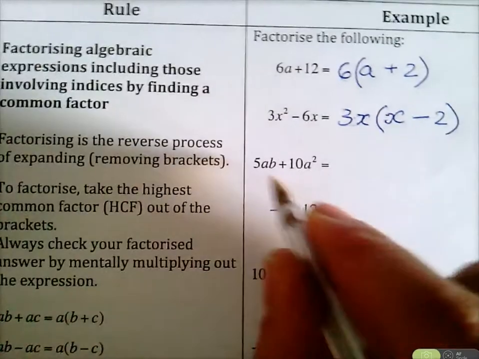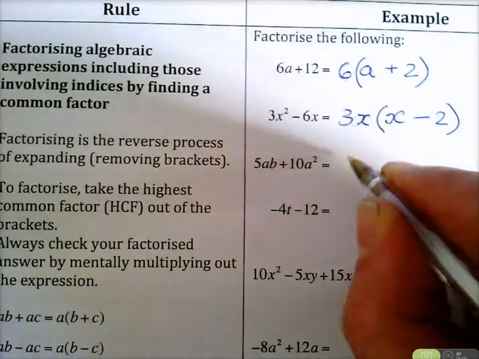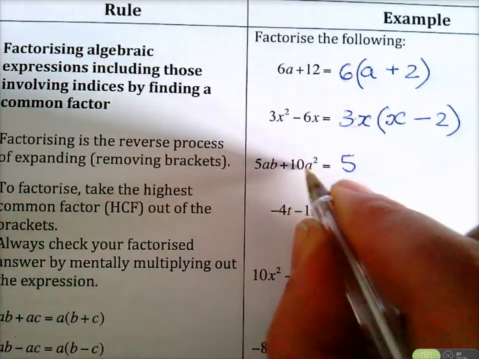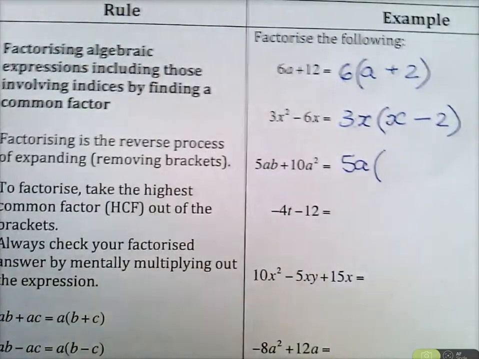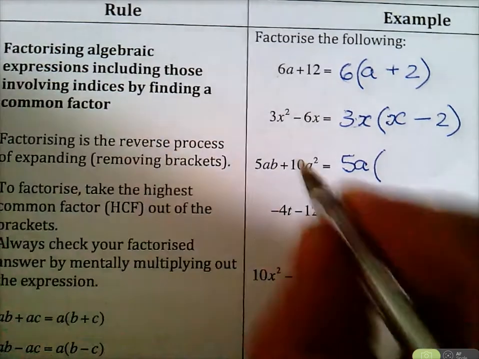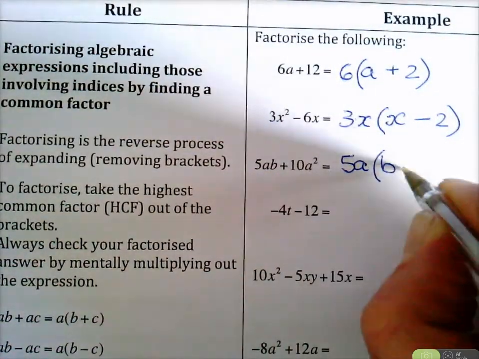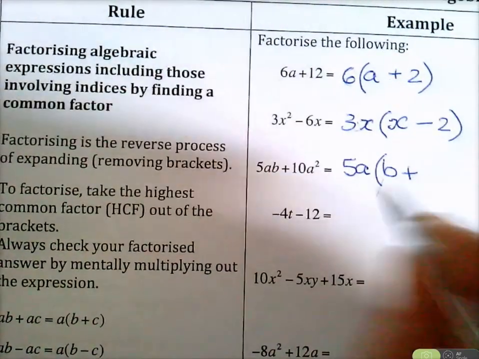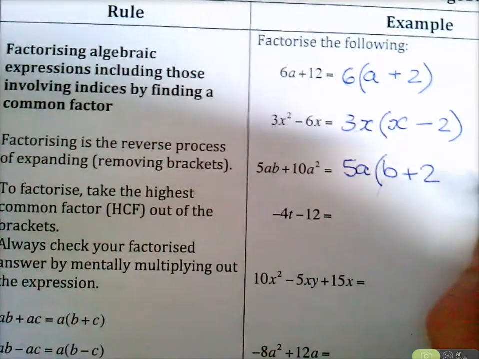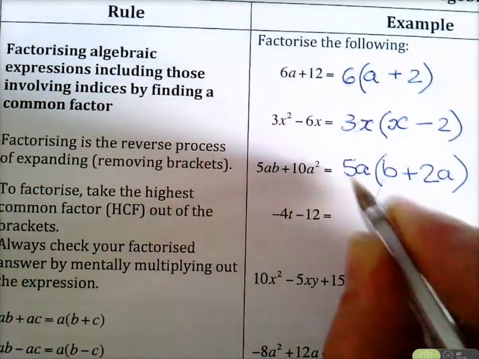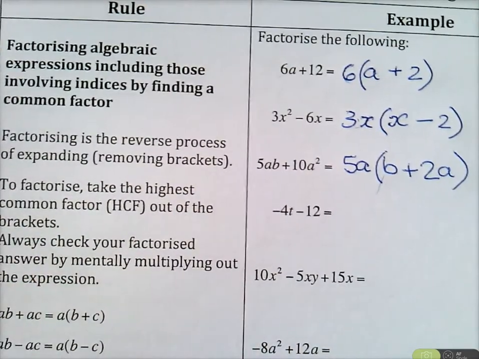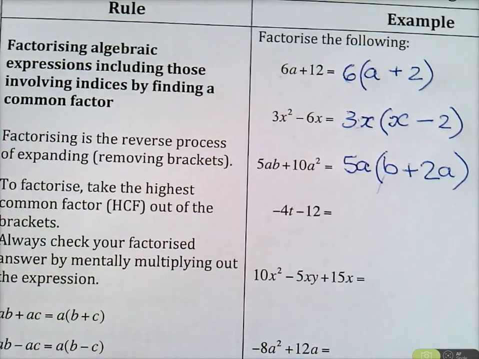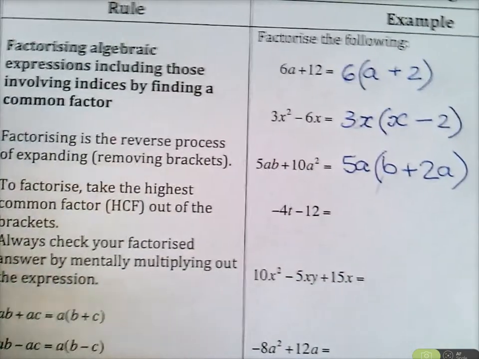The next one. Look at the numbers first. 5 is in common. That's got an a, that's got 2. So there's one a in common. No b's in both, so it can't come out. What's the first term missing? A b. It'll be a plus. We're missing 2, and we're missing another a. 5ab plus 10a squared.